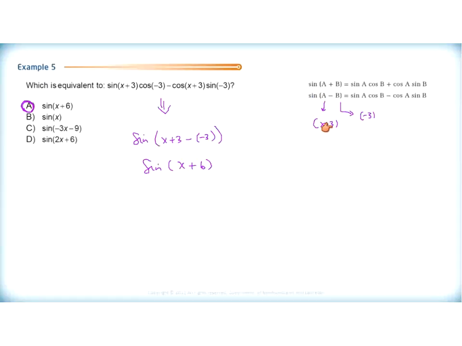Of course, a is x plus 3, right? There's a, a. B is a negative 3, and a negative 3. Cosine b, sine b. So you hopefully can see the relationship between these two. So when I rewrote it as the sine of a plus b, or a minus b, sorry, it becomes x plus 6.